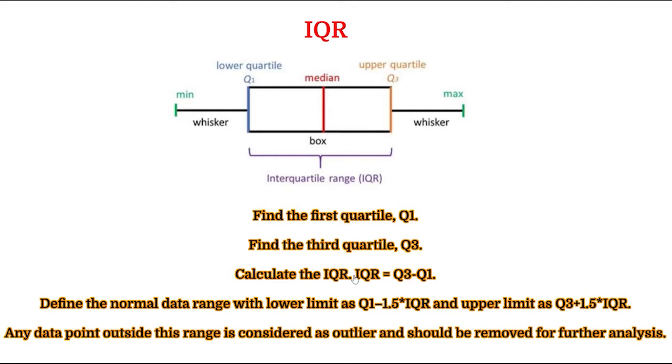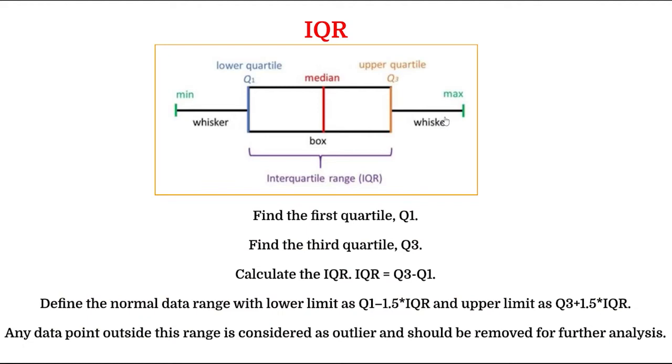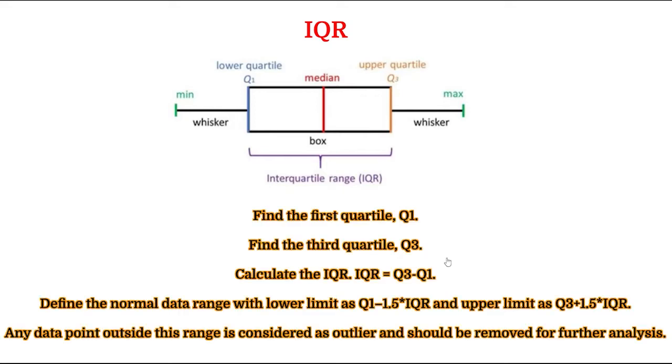And the ranges are defined by these equations. First we need to find the first quartile, then the third quartile, and get the interquartile range, that is Q3 minus Q1. The upper limit is defined as Q3 plus 1.5 times IQR, and the lower limit is defined as Q1 minus 1.5 times IQR. So those are the limits for maximum and minimum values in a box plot.